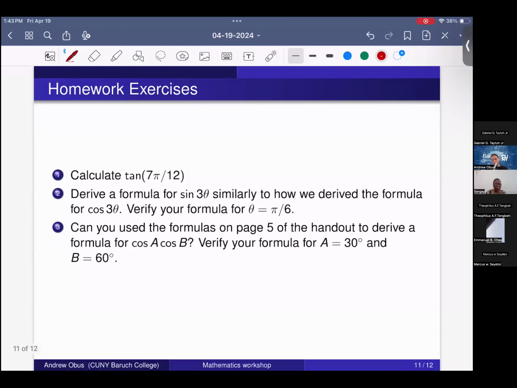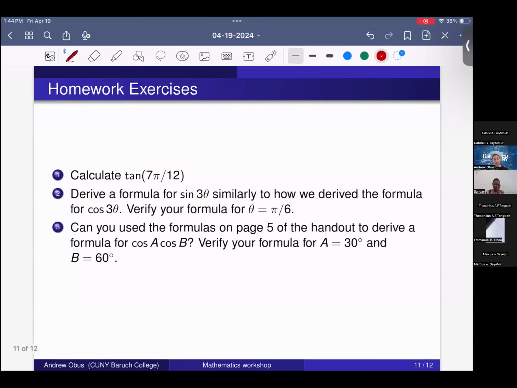So for homework, the first question is to calculate tangent of 7 pi over 12. You may have to use a half angle formula here, or maybe an addition formula for tangent, or a subtraction formula for tangent. Number 2 is to derive a formula for sine of 3 theta, similarly to how we derived the formula for cosine of 3 theta, and then verify your formula for theta equals pi over 6. So, plug in 30 degrees to your formula and show that the answer you get is sine of 90 degrees, that it gives you 1.